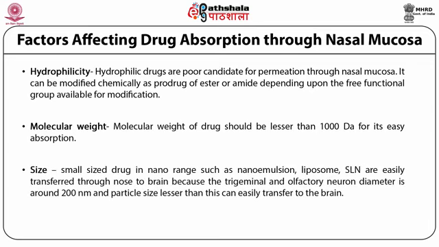Size: small sized drugs in the nano range, such as nanoemulsion, liposome, and solid lipid nanoparticles, are easily transferred through nose to brain because the trigeminal and olfactory neuron diameter is around 200 nanometer, and particles of size lesser than this can be easily transferred to the brain. The added advantage is that these nanoformulations are made of lipid, which can easily cross the nasal mucosal barrier.